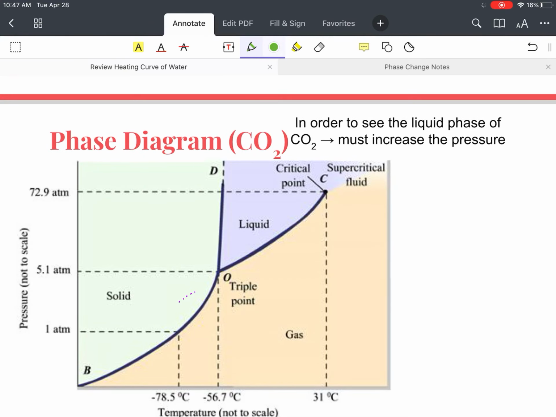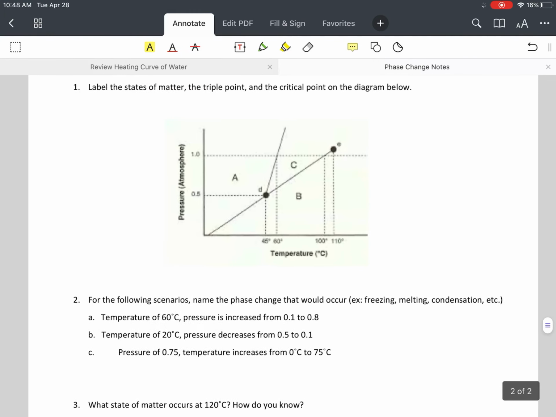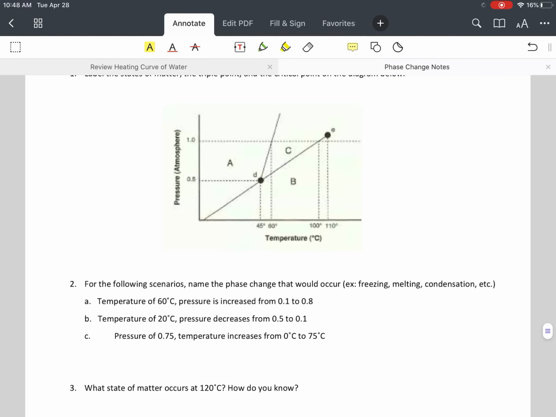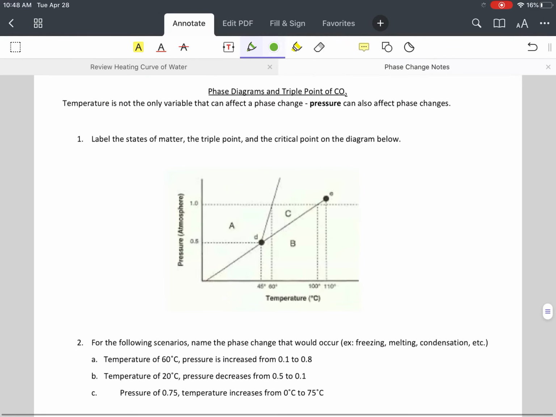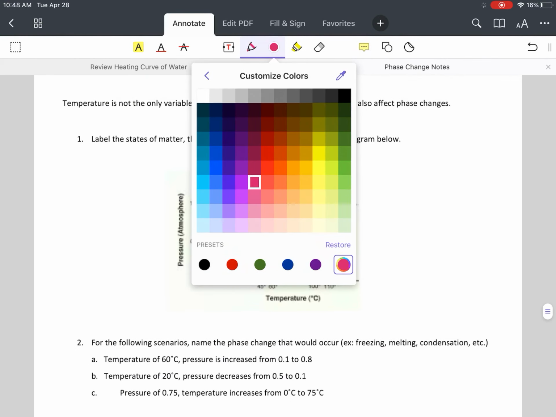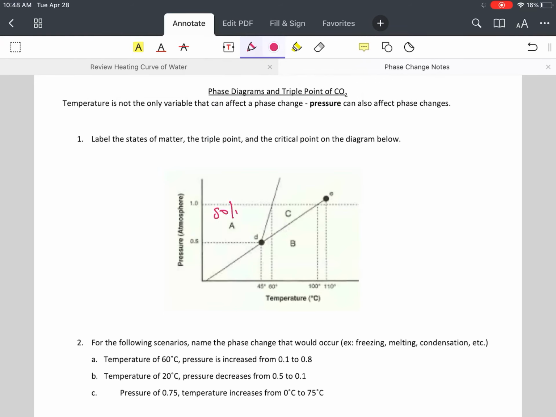All right, so this is just the phase diagram of CO2. It's just another example. You can see the lines are a little bit different, but we still have solid, liquid, and a gas. Okay. All right, last but not least, I want to show you how to do a couple of these problems on the notes. This is where we should be now. You should have everything labeled: solid, liquid, and then a gas. And you should be able to label the triple point and the critical point as well.